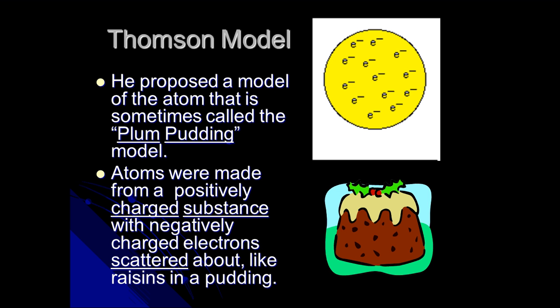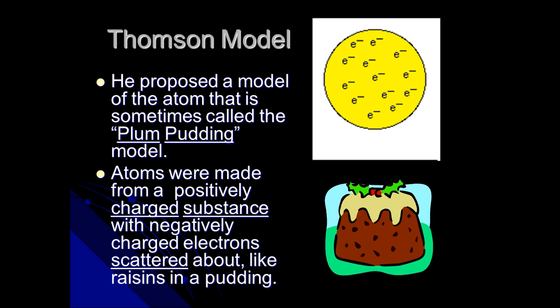I'm going to go back to his experiment a little bit more here, but based on the conclusions of this experiment, he proposed a new model of the atom. He proposed what's often called the plum pudding model. Plum pudding is a very famous British dessert. You might think of it more like a blueberry muffin, or a fruit cake.